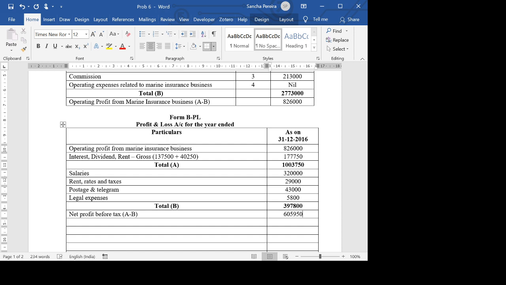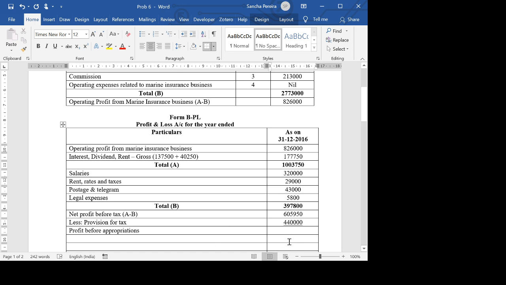We have provision for tax, which is given in the problem as 4,40,000. Now, sometimes this provision for tax may be given as a percentage. If it's given as a percentage of, say, 25%, then 25% of what? 25% of this profit. Okay, remember that.